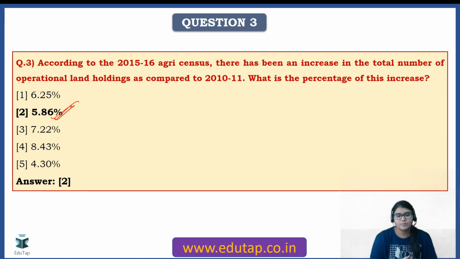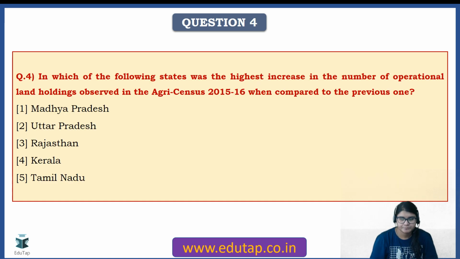So 5.86% is the increase that is seen in the total number of operational land holdings when you compare the present census with the previous one, right?